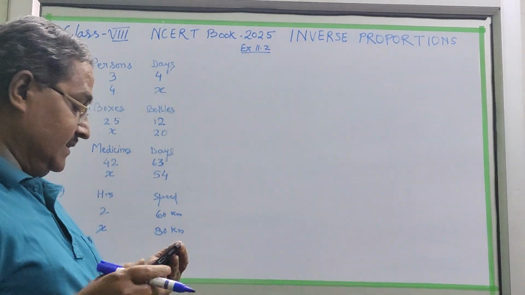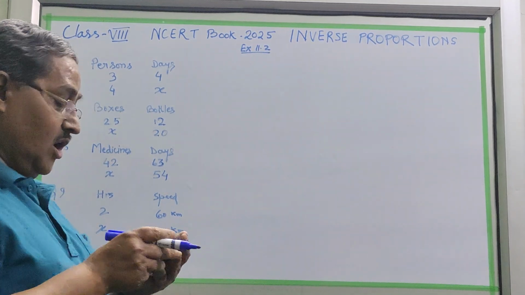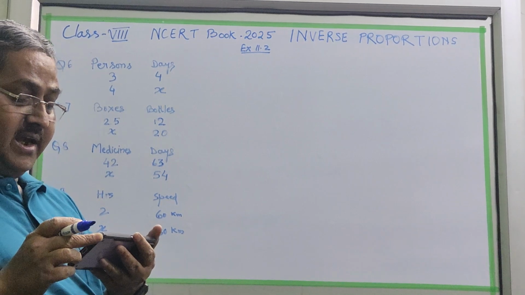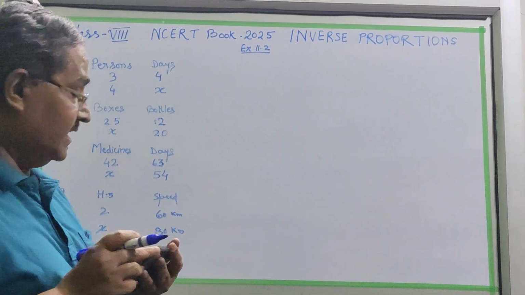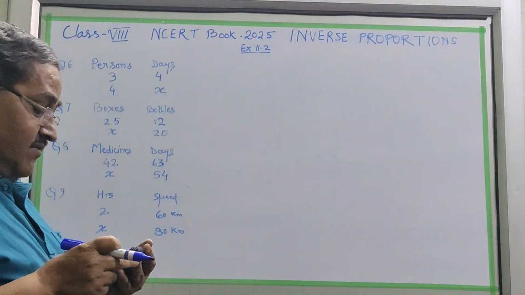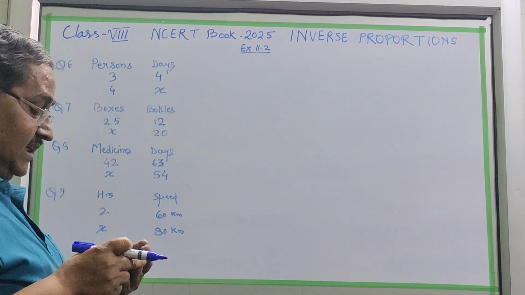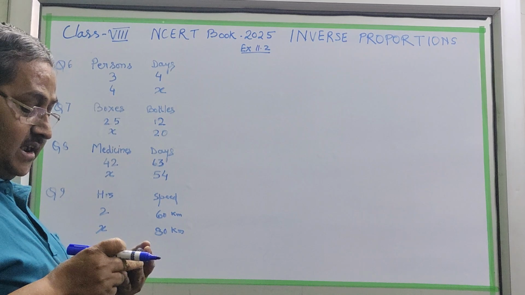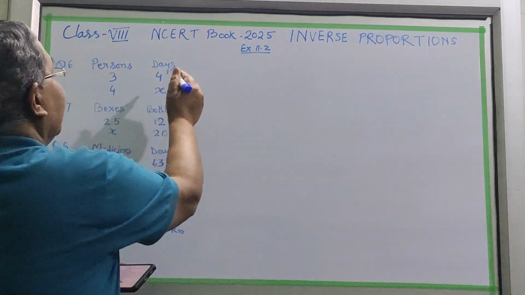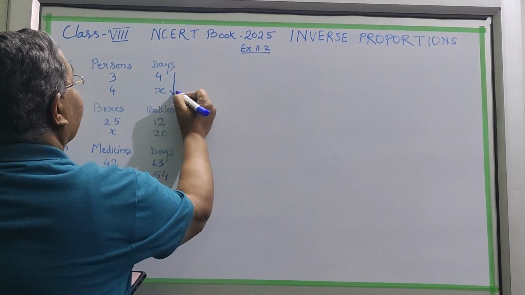Now question number 6. A contractor estimates that 3 persons could rewire Jasminder's house in 4 days. Means 3 persons can do it in 4 days. If he uses 4 persons instead of 3, how long should they take to complete the job? So if he is using 4 persons, how many days? It is not known, it will be X.